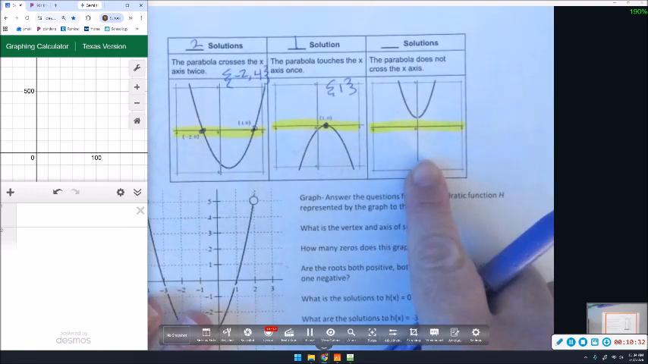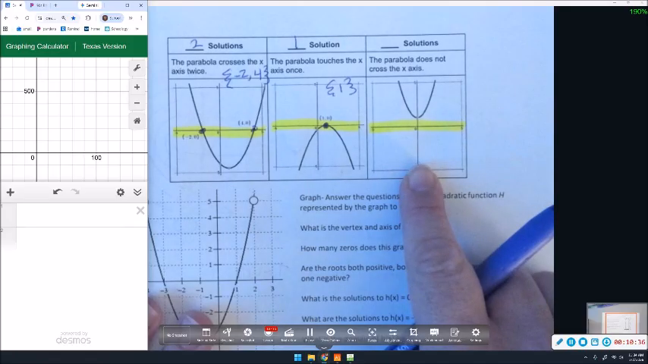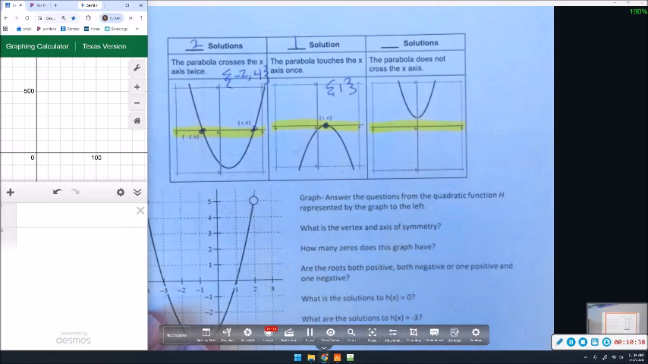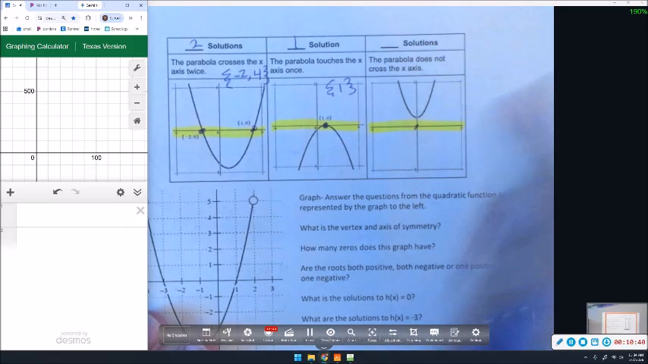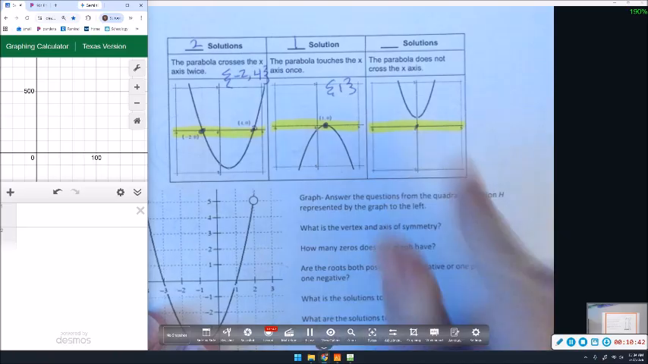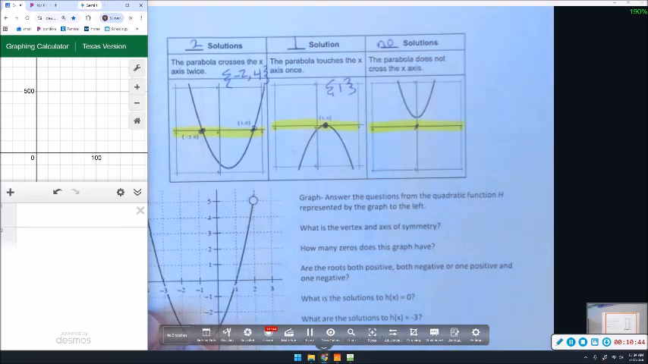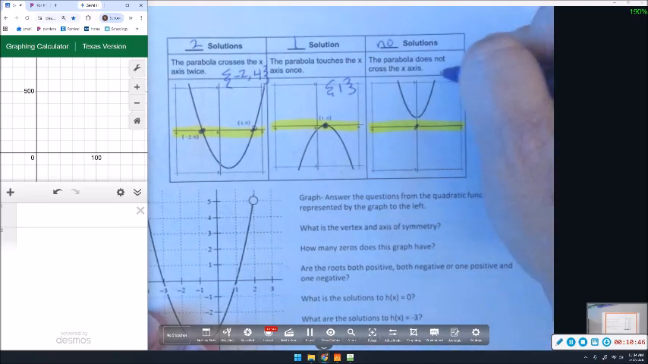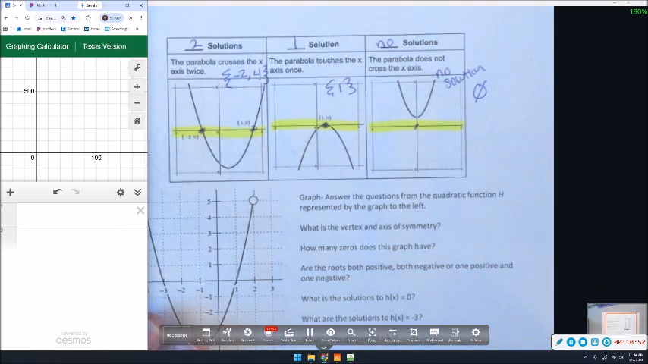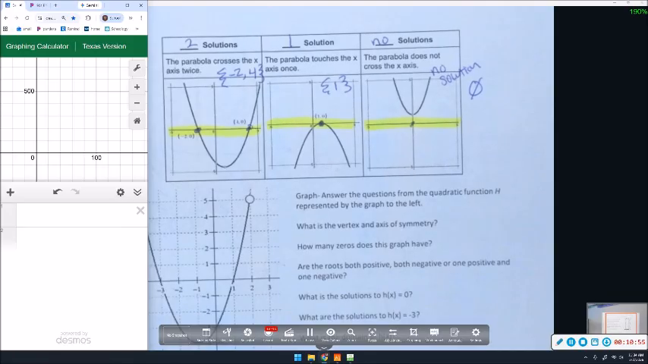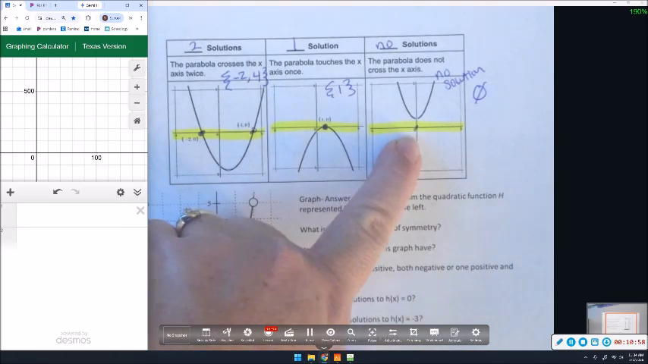What about this one? They don't touch. And you don't want to tell me 0, because if you tell me 0, I'm going to think you're telling me it touches right there. Does it touch right there? No, so you're going to tell me no solution. So if this is what yours looks like, you're going to say no solution. Or you can do the symbol for no solution, which is the 0 with a line through it. However, if you tell me 0, I'm going to think you're saying it touches at the origin. So don't tell me 0.